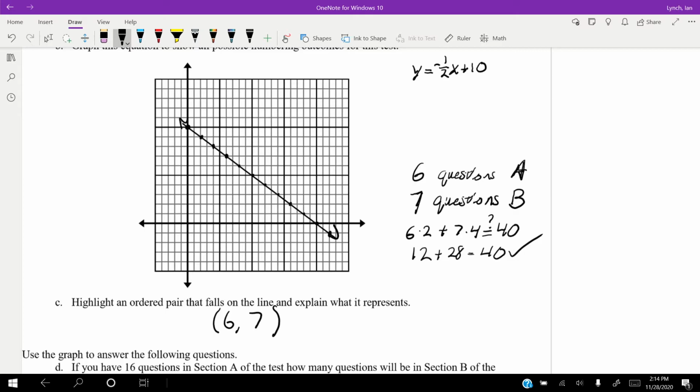All right. Now, let me ask you guys. Does it make sense to have fractional parts or negative parts or anything like that? Think about that. Like if we go here. So let's go, this is 11.